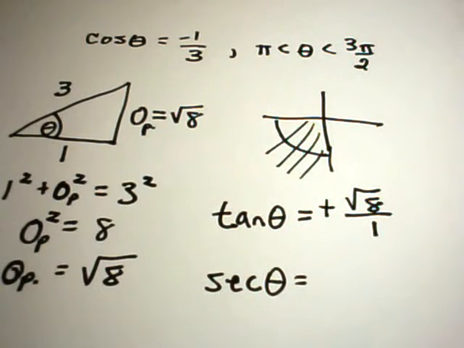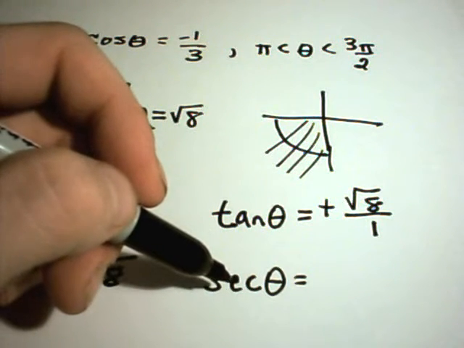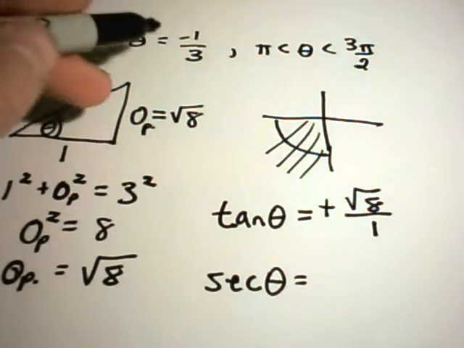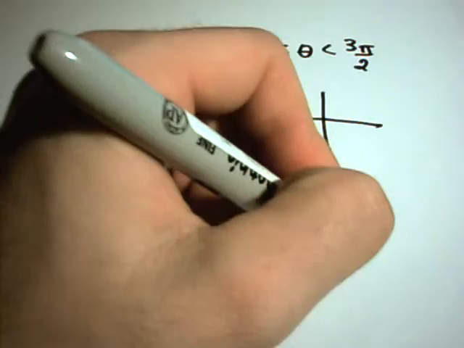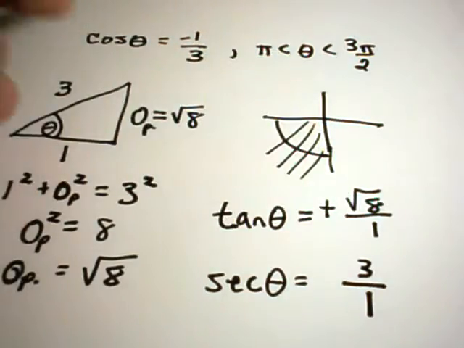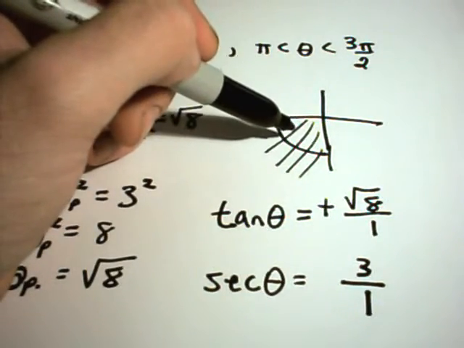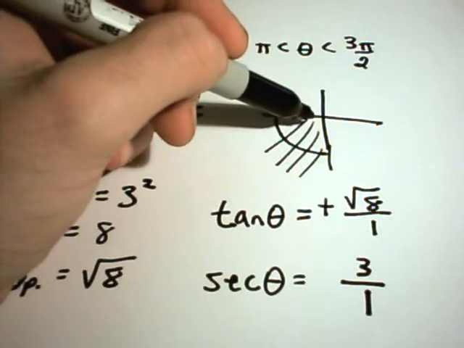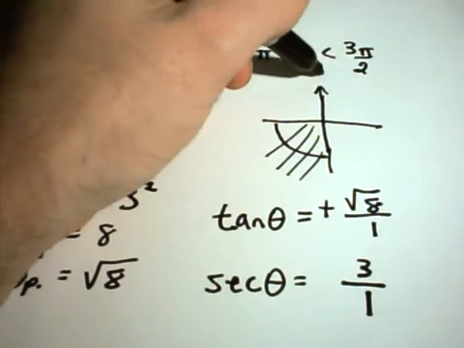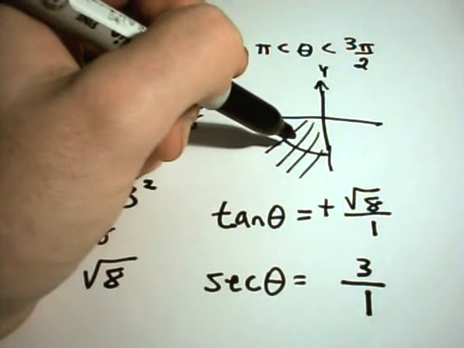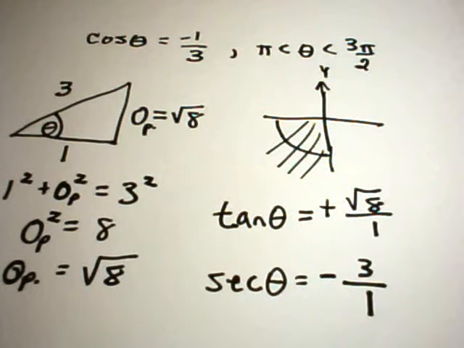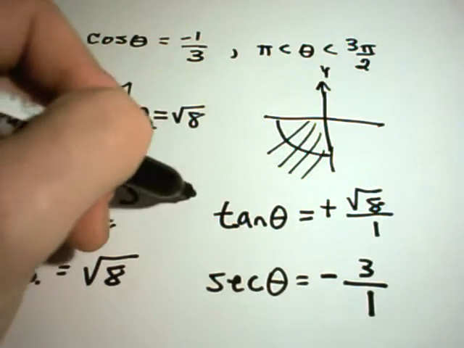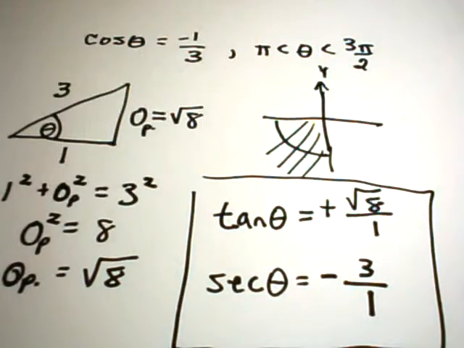Secant of theta, again, we could really just flip the value we have already, but if we didn't think about it that way, if we did hypotenuse, which is 3, over adjacent, which is 1, and again, if you think about secant, that's 1 over cosine. Cosine is the x-coordinate, so on the bottom left quadrant, cosine is negative. Well, 1 over a negative is also a negative, so secant of theta would simply equal negative 3. And again, those would be your solutions.